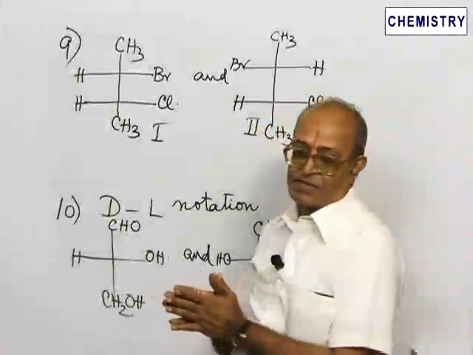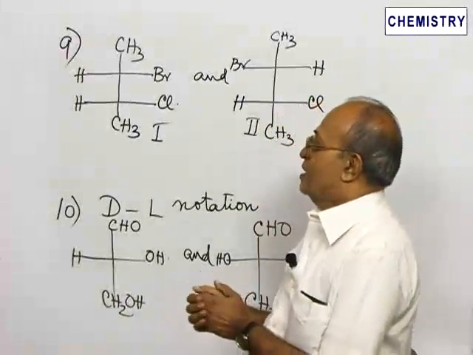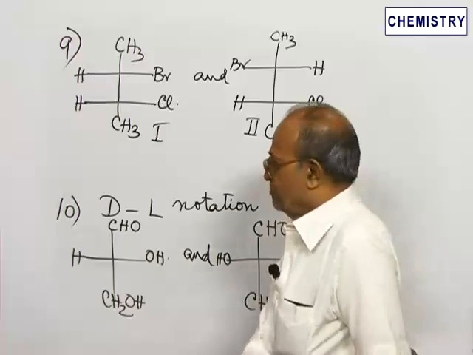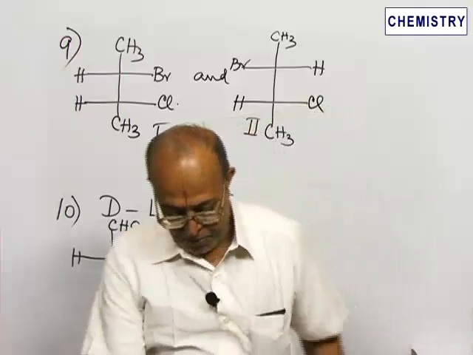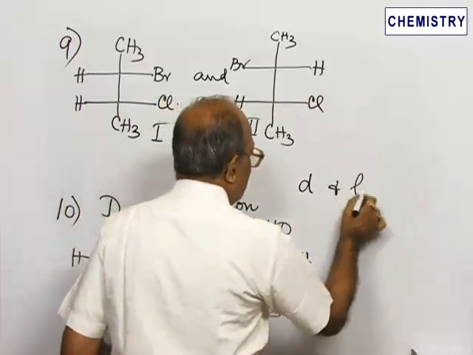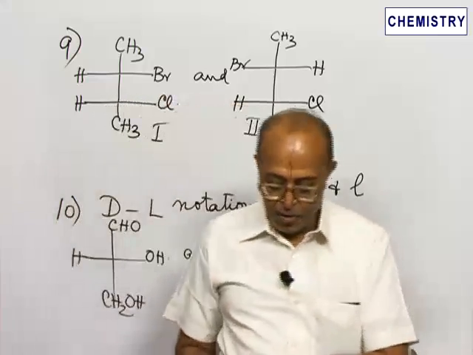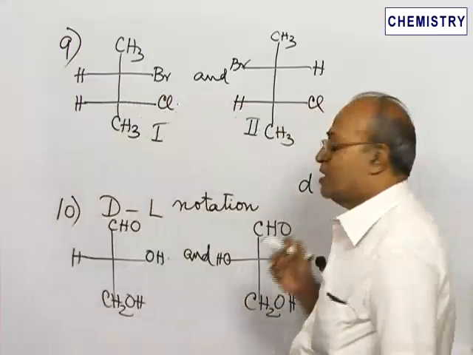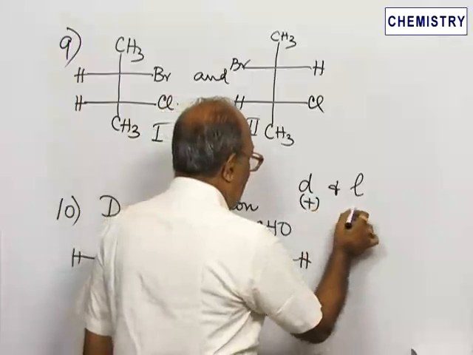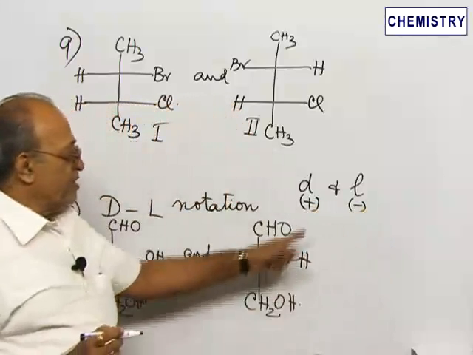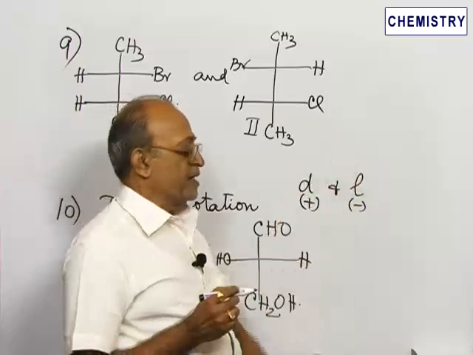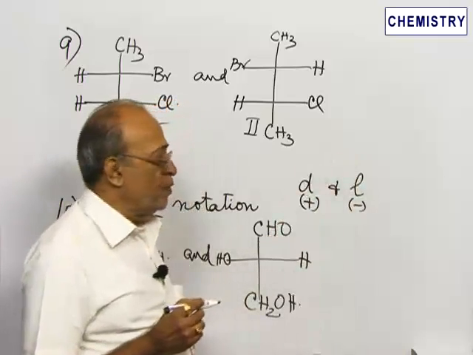Now let us try to discuss these problems. I take first problem number 10 and then we will go in for 9. Now in the previous classes we have seen the optical isomers are denoted by small d and small l, dextro and levo, or plus within brackets to denote dextro isomer, minus within brackets denoting levo isomer.